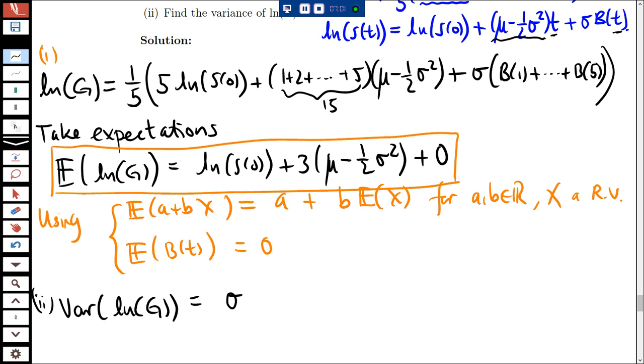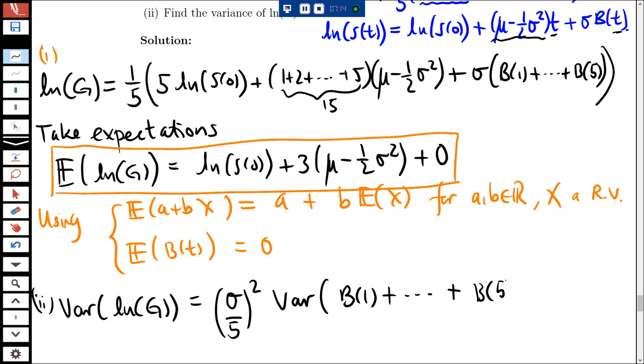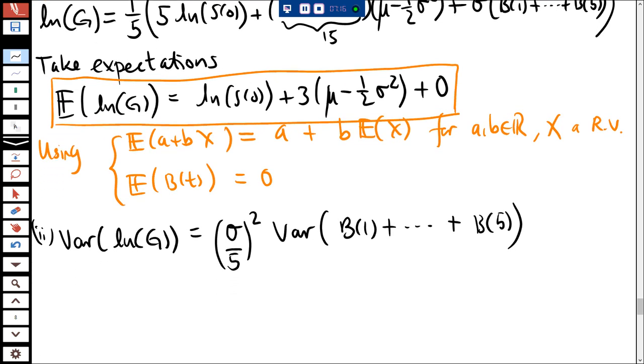The sigma becomes squared, and this is sigma over 5. And then we take the variance of each of those b's and sum. So what have I done there? Let's take a look.